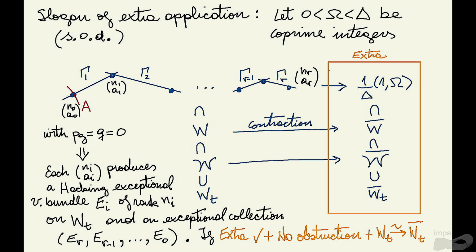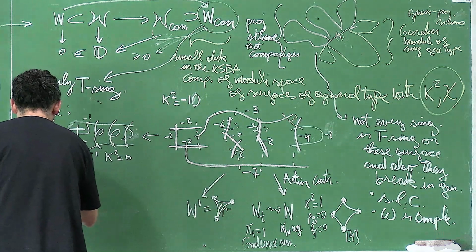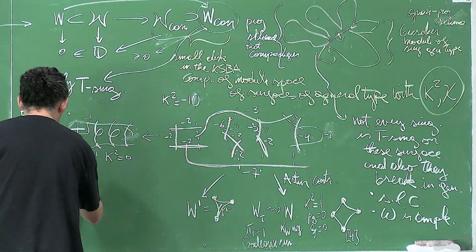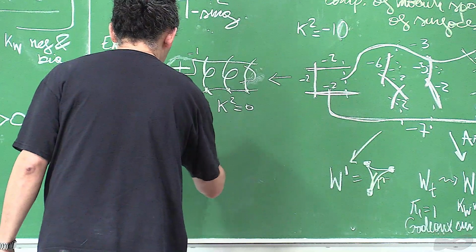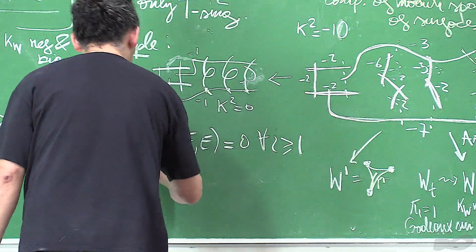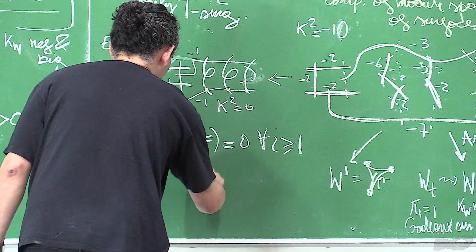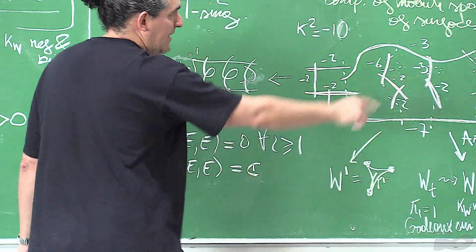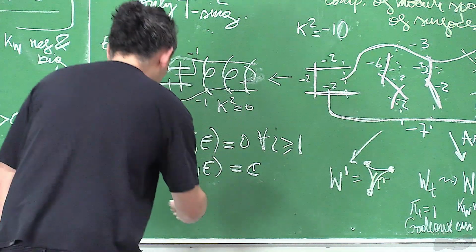And not only that, but there is an exceptional collection. So if you have this chain, there is an exceptional collection that goes from E0 to ER on the WT. And that means that, so maybe we can put it here. That means, so these are exceptional vector bundles. So X, I, E0, well, I bigger or equal than 1, and so on.